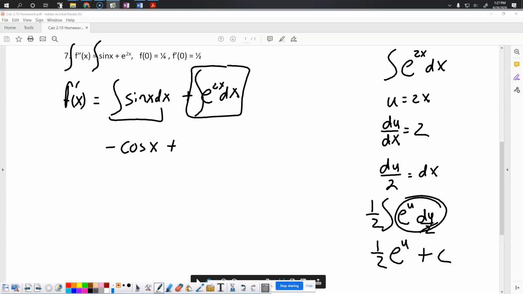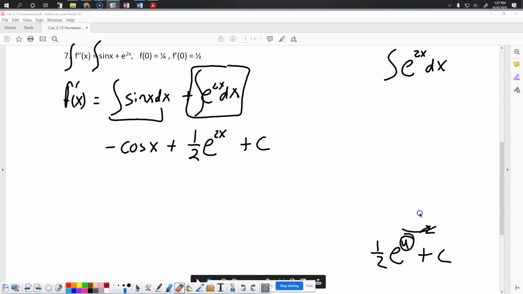Don't forget our plus c. And then we'll put the u back in. So I end up getting 1/2 e to the 2x plus c. Now what's the shortcut though? I'll show you the shortcut, and you'll like this because it happens quite often actually.